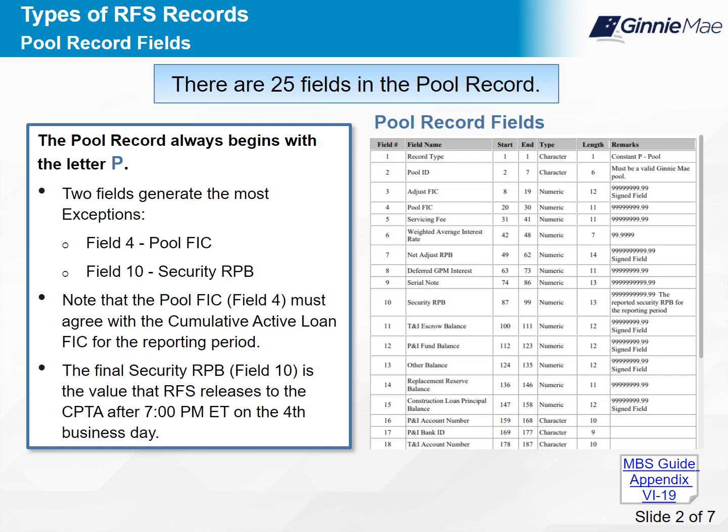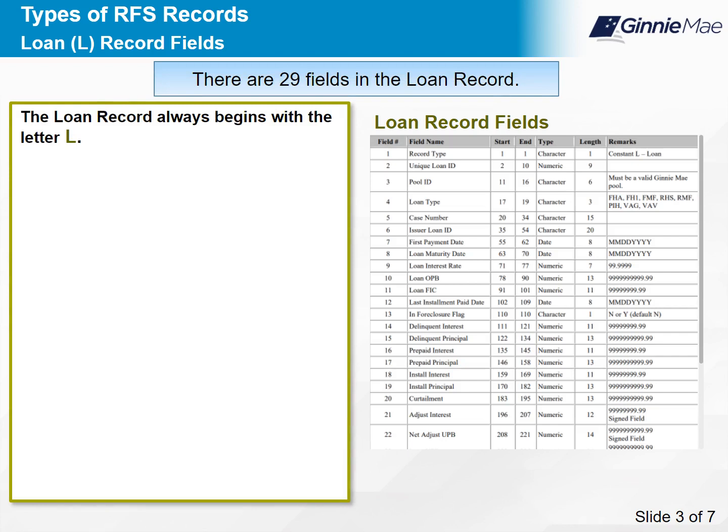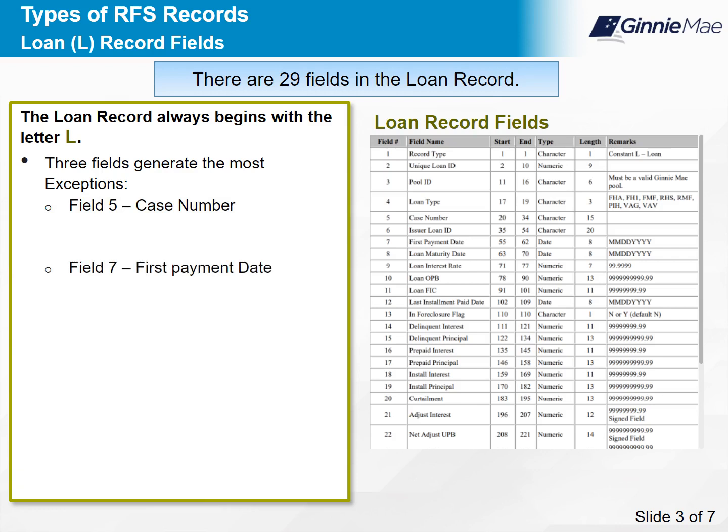Select Next to continue. The loan record always begins with the letter L. The L record has a total of 29 fields. To report single-family loans, report data in Fields 1 through 23 and Field 29. The 3 fields that generate the most exceptions are Field 5, Case Number, Field 7, First Payment Date, and Field 8, Loan Maturity Date.